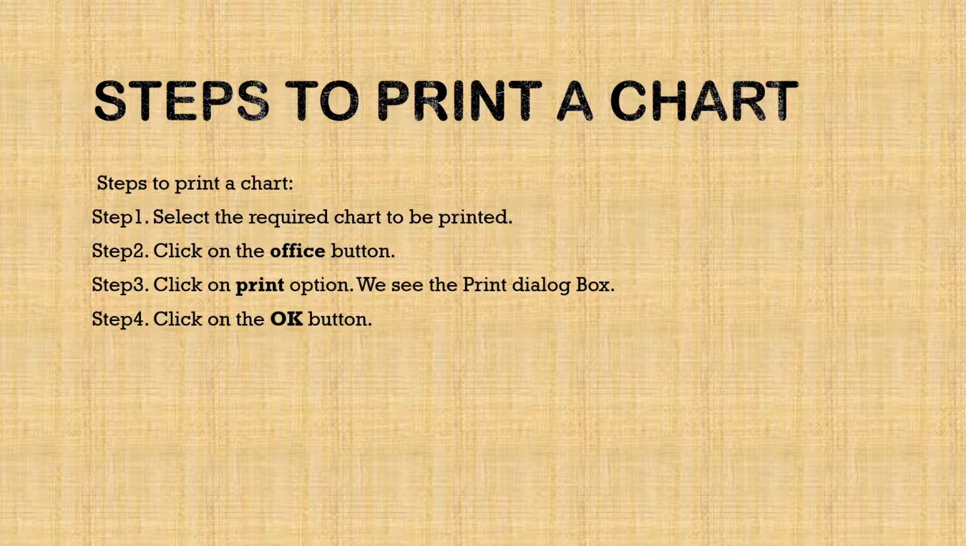Next, we will see how to print a chart. For printing a chart, we have to follow these steps. Step 1. Select the required chart to be printed. Step 2. Click on the Office button. Step 3. Click on Print option. Once you click on Print option, you will get a print dialog box where you can make necessary changes like number of copies, format, etc. Once you make the changes and you are sure about the print, then you can click on the OK button.